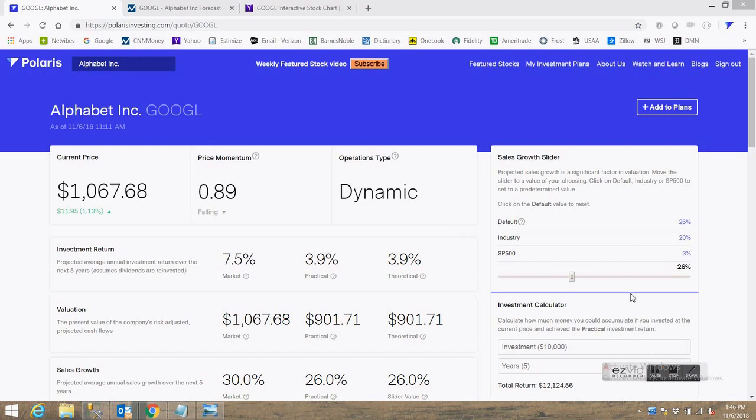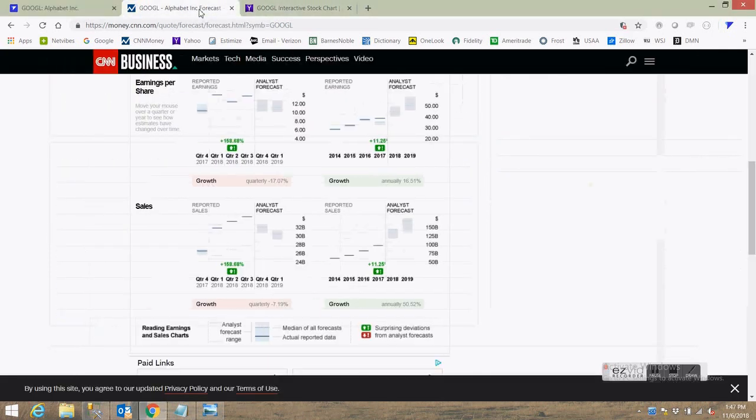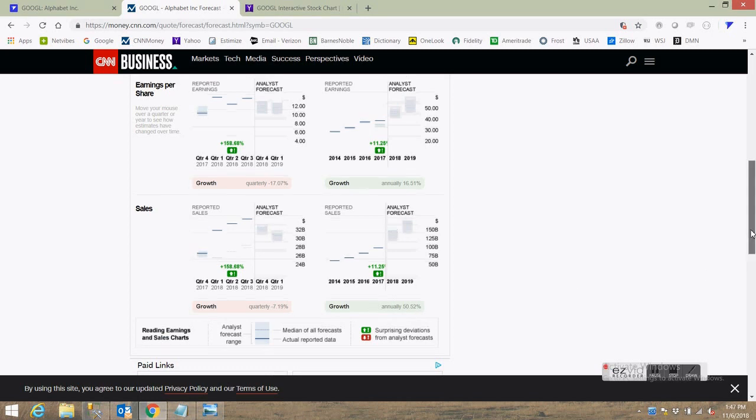Well, let's look at the input parameters that were used by default by Polaris. First off, the primary input value is the sales growth that's being assumed, and the default value that Polaris is using is 26%, which seems pretty high for an average company in the S&P 500, but for this industry, that isn't all that high. When we go down here and compare it to what CNN is showing, we see that on the CNN site, the analysts that were polled are showing an annual consensus growth of 50%.